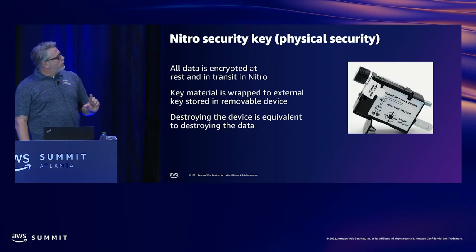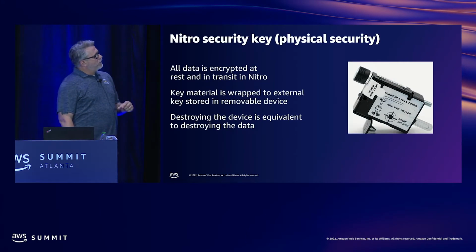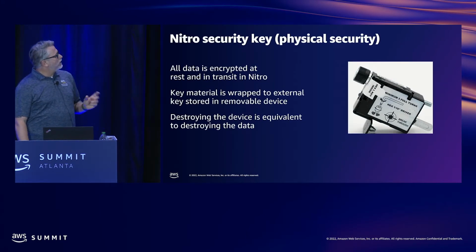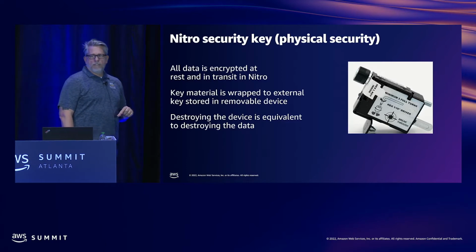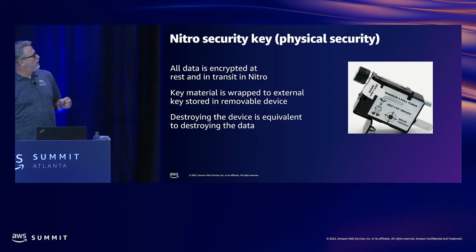Security, real quick. We can always deep dive into security, but just real quick. All data is encrypted on the rack. It's encrypted in transit as well as at rest. There is what we call a Nitro key card. It's an actual physical device on the rack. If you pull this key, it destroys the device, and therefore destroys all of the data. So it's a very important key.